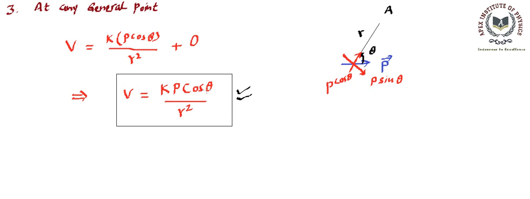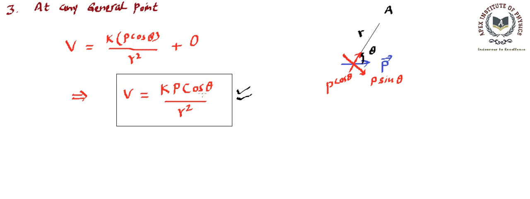Now if we substitute theta equal to 0, we will find this is going to be the axial position, and the answer will be kp upon r square. If we place theta equal to 90 degrees, it is going to be equatorial, that is the perpendicular bisector, and the potential will become 0. So this important result has to be understood and remembered.